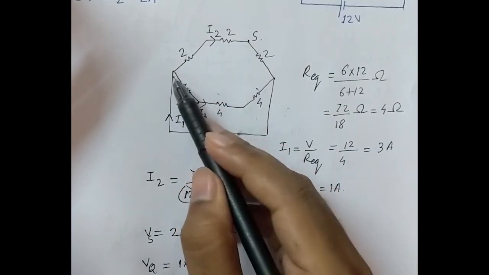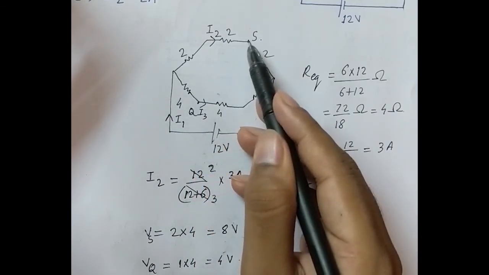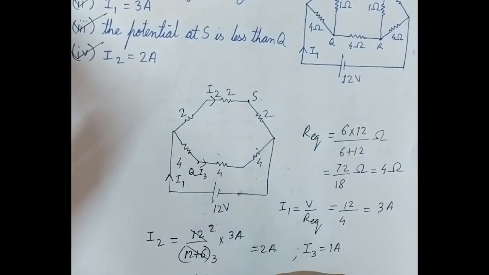So there's a greater potential drop across S than across Q. So the potential at S is less than the potential at Q. So even our third option is correct. Let's go ahead and move to the next one.